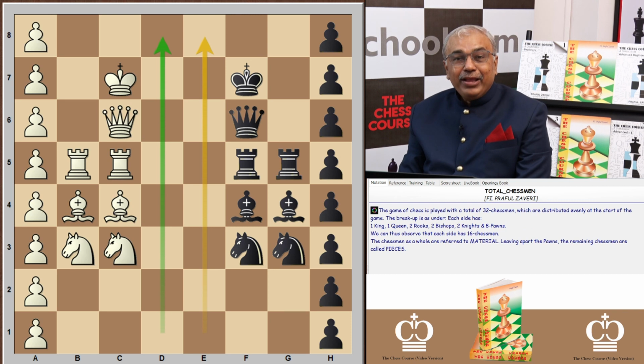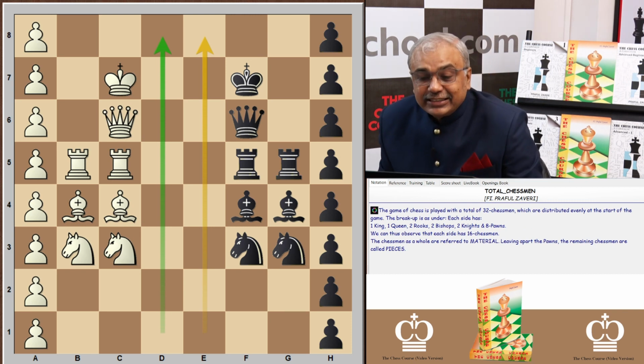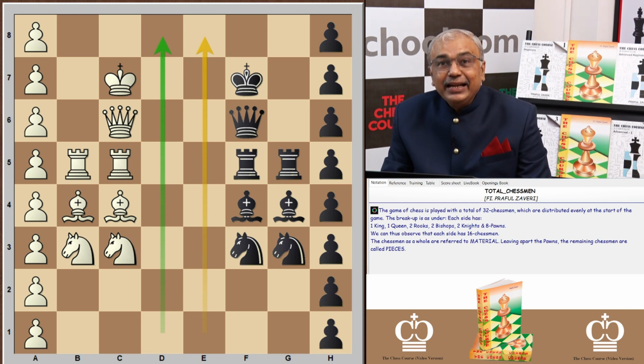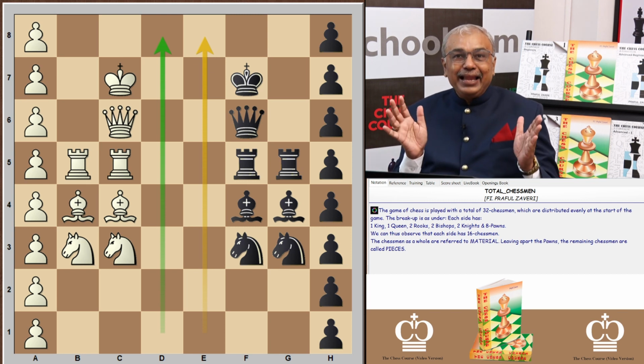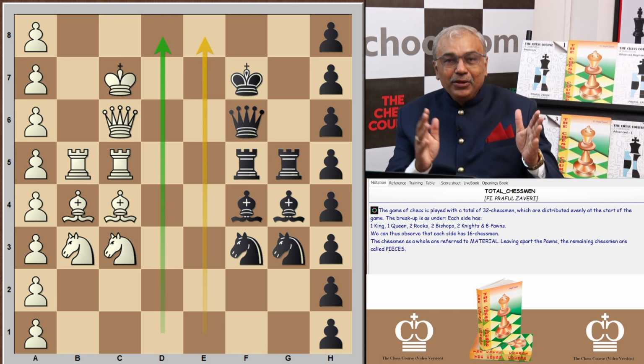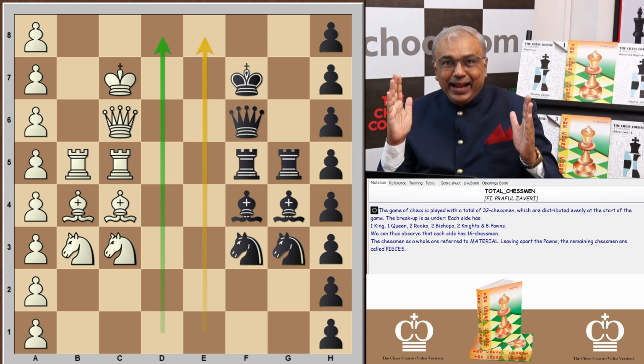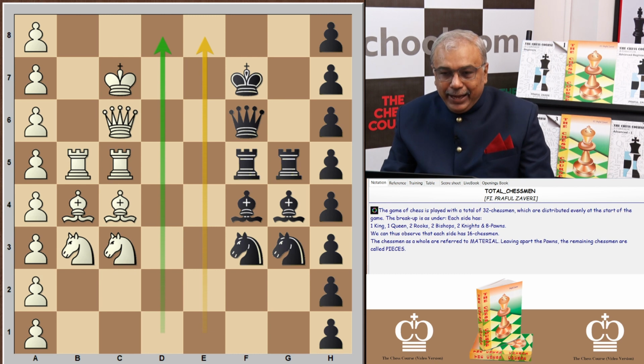Going ahead, now we come to the total number of chessmen. So the game of chess is played with a total of 32 chessmen, which are evenly distributed at the start of the game. It means no element of luck. It's a war which is purely fought with our brain. It's an exercise of the brain.